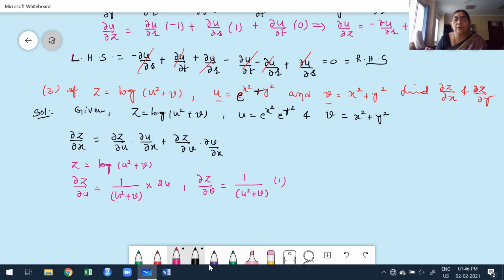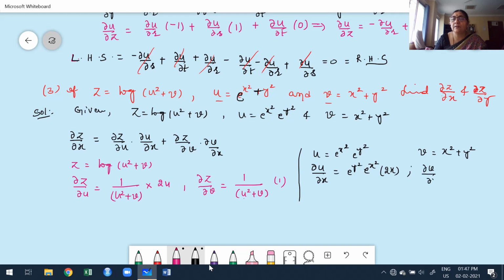Next, what is my u? e power of x square into e power of y square. What is my v? x square plus y square. I want to find dou u by dou x. With respect to x, which one is constant? e power of y square is constant. What is the derivative of e power of x square? e power of x square into the derivative of x square with respect to x, which is 2x. What is dou v by dou x? With respect to x, y is constant, we get 2x.